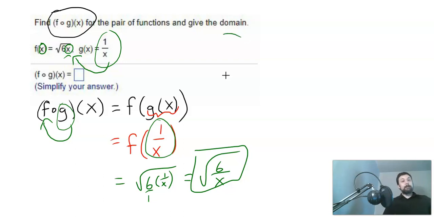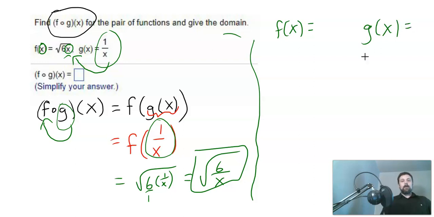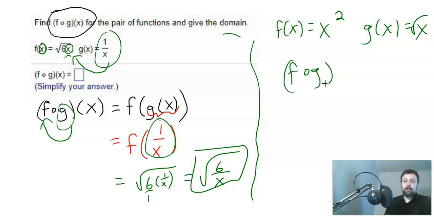Now for the domain, it's complicated, because think about, let me give you another example. Let's say we have f of x equals and g of x equals. One of them I want to be x squared. One of them I want to be the square root of x. I think this would be the proper way to do this. So let's find f composed with g here.